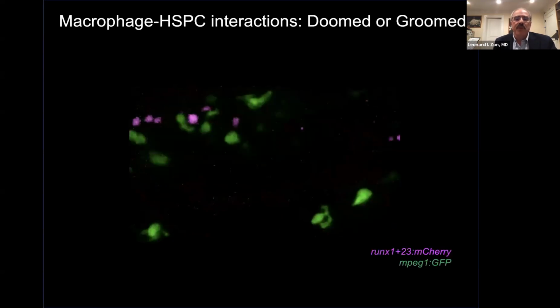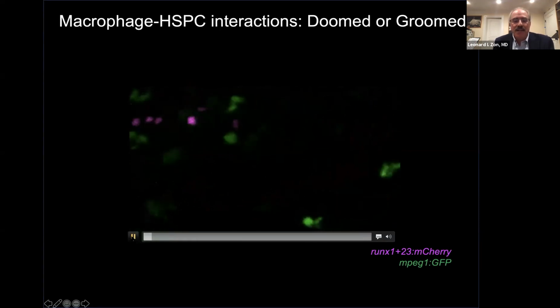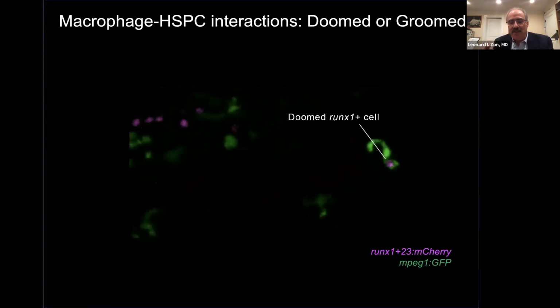And so Sam went ahead and did some more imaging. Now our stem cells are marked in M cherry in purple. The macrophages here are green. And we saw some crazy behaviors. So I'm going to try to play this movie. So the first behavior we saw was a stem cell that was completely eaten by a macrophage. Again, this was in the fetal environment. This was surprising, and about 20% of all of the stem cells are selectively removed by the macrophages.